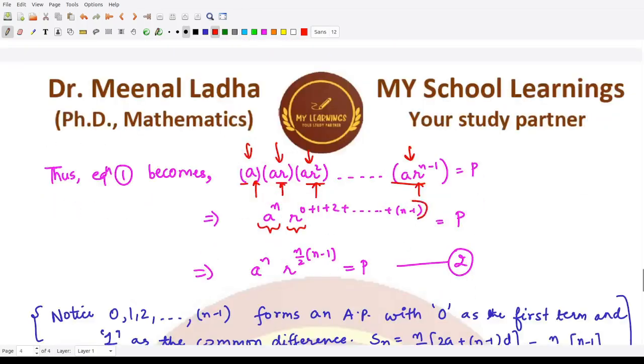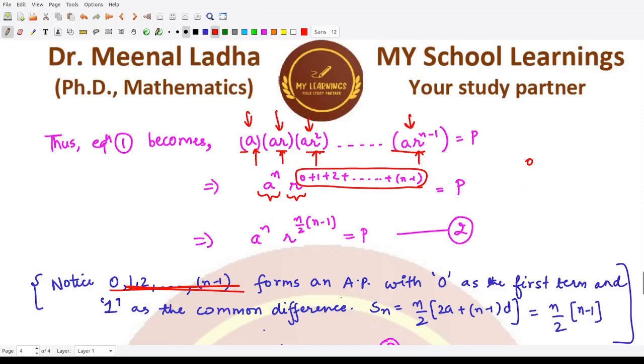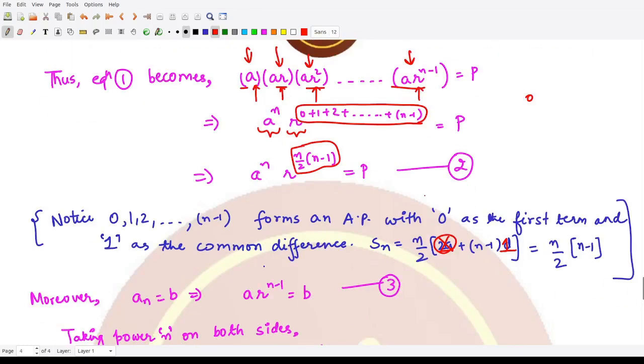Correct. Now this is an arithmetic progression with the first term as 0, right? These numbers form an AP with 0 as the first term and 1 as the common difference. Hence its sum would be given by n by 2 times (2a plus (n minus 1)d), right? Here in the AP, the first term is 0, so this term is 0. We are left with n by 2 times (n minus 1) times 1, right? So this sum comes out to be n by 2 times (n minus 1), right? This is equal to P. Let's mark this as equation 2.